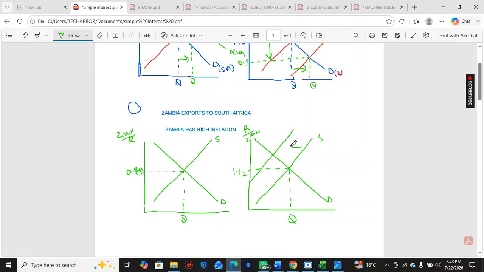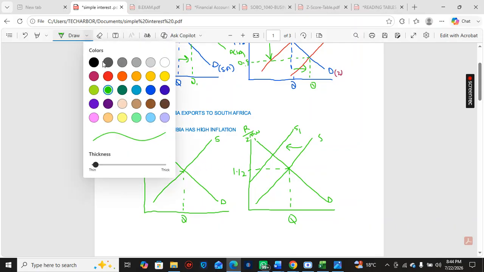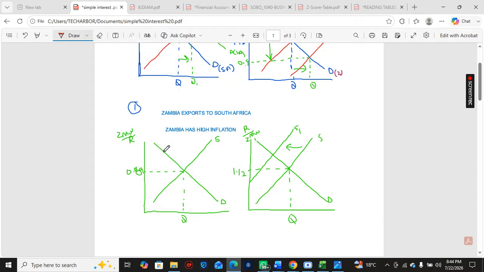So there, this curve here on the right, supply of the rand drops. Okay. South Africans are buying fewer Zambian goods. So it means they are converting less of the rand into kwacha. Okay. So what does that mean in Zambian terms here? It means demand for the kwacha is going to drop, because South Africans are not converting as many rands into kwacha as before.